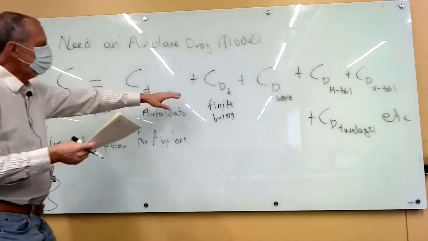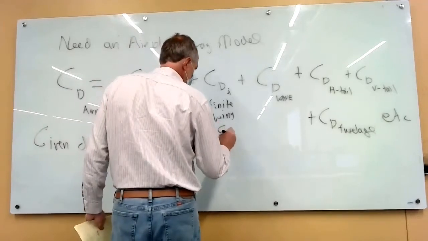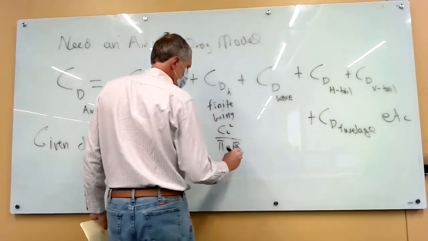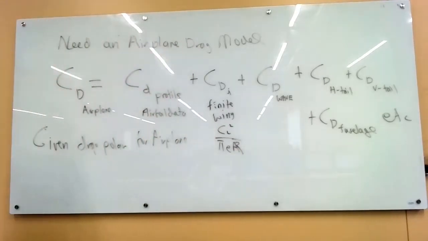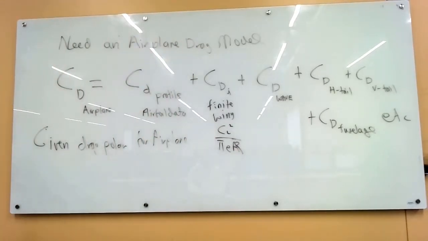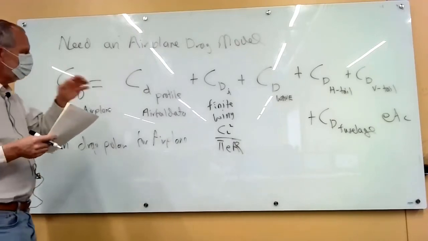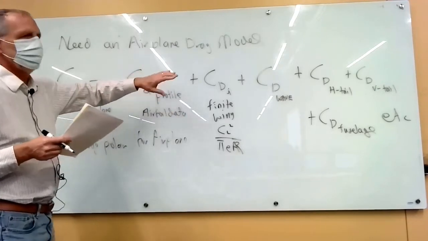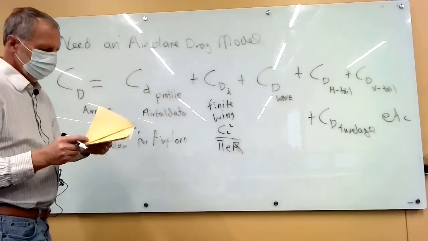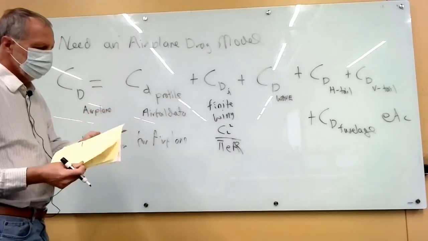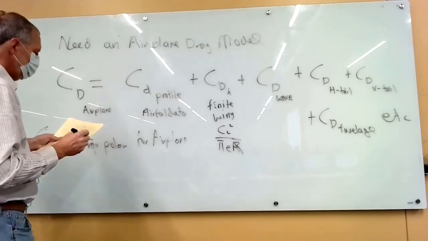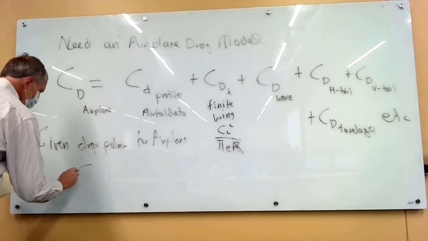If you remember, the induced drag was of the form CL squared over pi E AR. So some of this drag is going to vary with the lift squared. And then some of this is just constant regardless of what the lift is, like the profile drag. So you'll see terms in this total drag model that have both of those, either a constant value or it depends on CL squared.